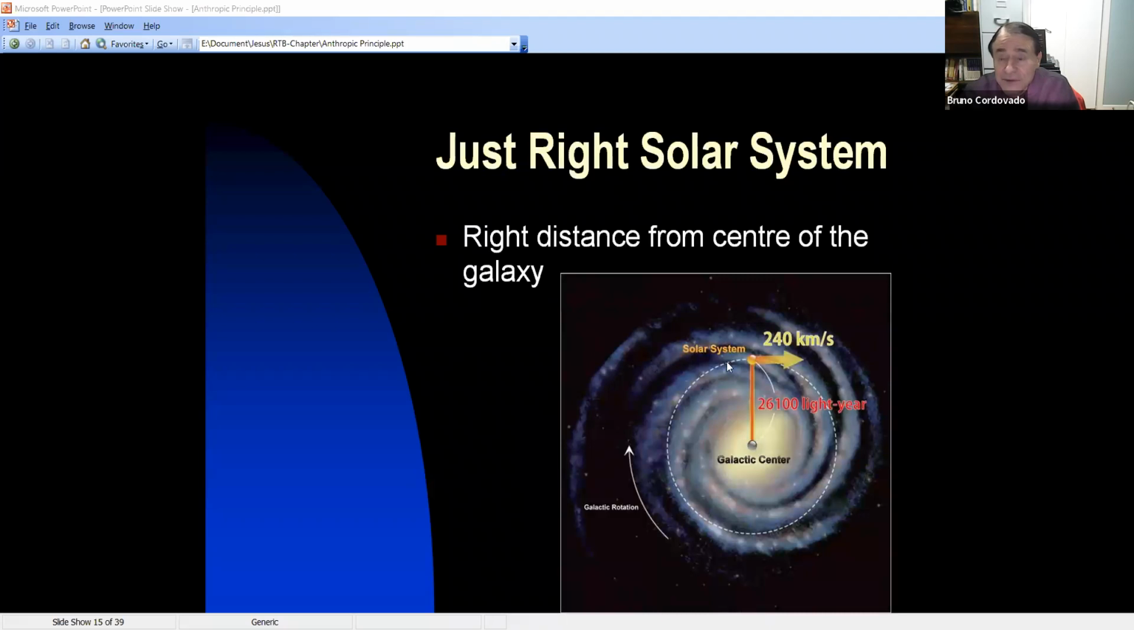Then your planet has to be the right distance from the center of the galaxy. If it's too far away, you don't have enough elements, because it gets rarer and rarer. If you're too close, you have lots of extra radiation that would kill any life that formed, because the center of the galaxy has a supermassive black hole that's producing lots of radiation. For example, in our Milky Way, the black hole in the center weighs about 4 million times the mass of the sun.